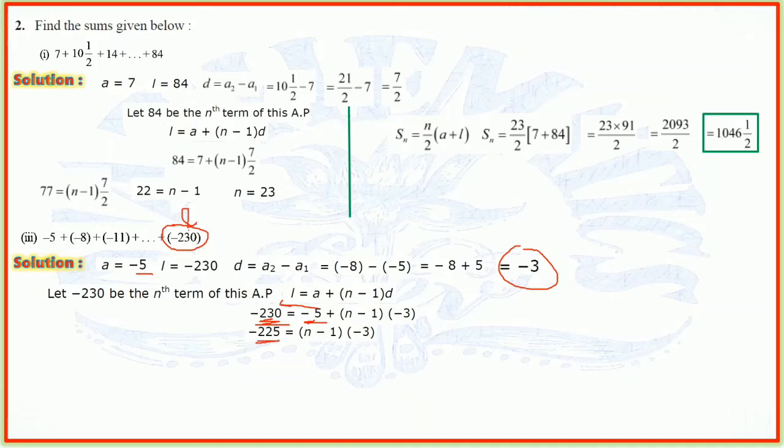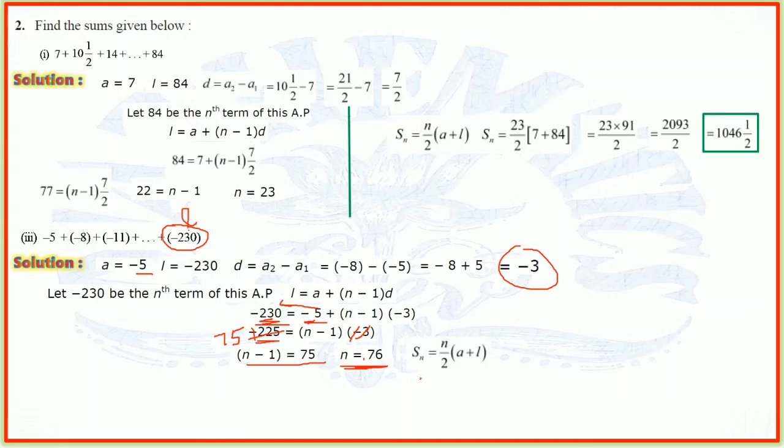So minus 5 will go this side, plus 5, and then minus 225 equals n minus 1 into minus 3. Minus and minus cancel, 3 7s are 21 and 5 3s are 15. So n minus 1 is equal to 75, so n is equal to 76. That means there are 76 terms involved in this AP.